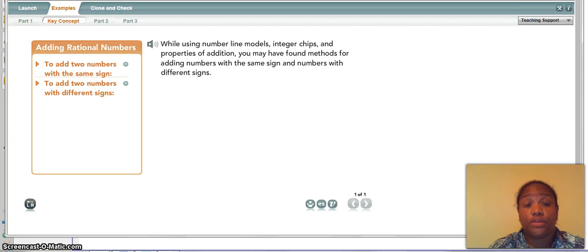So now that you have your notes, we're going to get started. While using number line models, integer chips, and properties of addition, you may have found methods for adding numbers with the same sign and numbers with different signs. So we've used integer chips. We have used number lines, showing us from 0 and how many steps that is from 0. If you didn't remember, it's called absolute value. We've also used our rules, the pink sheet, going down the line, whether it's addition or subtraction. Remember, add a line, change the sign.